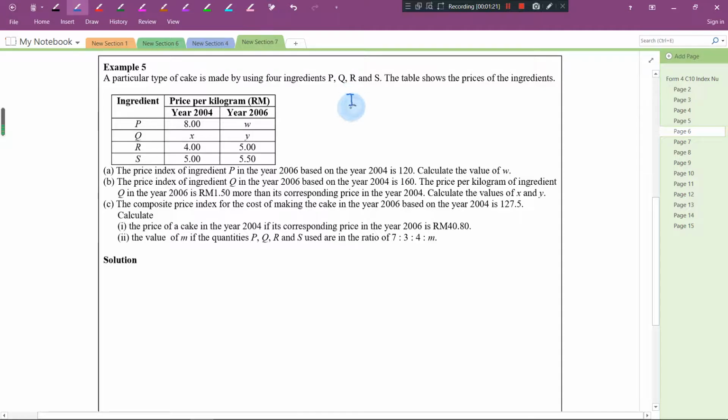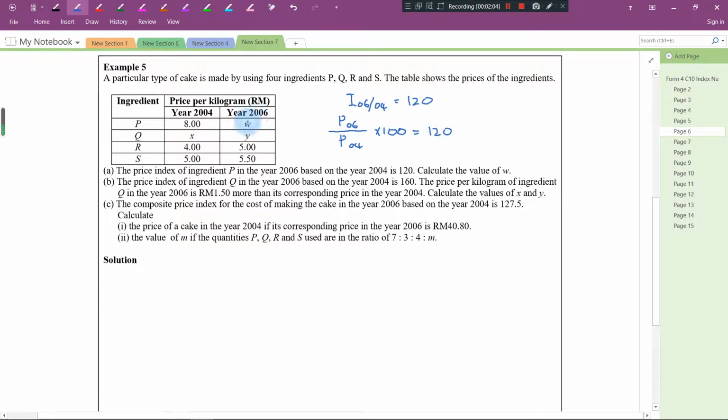It means that the price index 2006 based on 2004 is equal to 120. Okay, now we are just focusing on this ingredient P, and the question asks us to calculate the value of W. So first, how do we get the index number in the year 2006 based on the year 2004? In the previous video, I already showed you this, so I think it should be no problem. We take the price in the year 2006 divided by the price in the year 2004, and then we times 100. We get the index number, which is equal to 120.